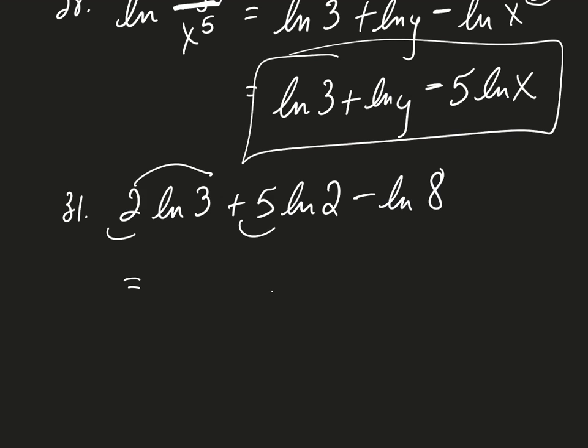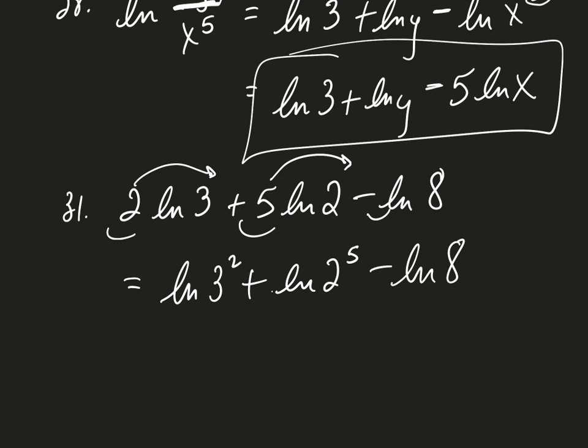So what the third rule says is you can pick that up and make it the extra power on the 3. We could pick up the 5 and make it the extra power on the 2. There is no extra number in front of the third log, so we don't have to worry about it. Okay, so that's the one we always do first.